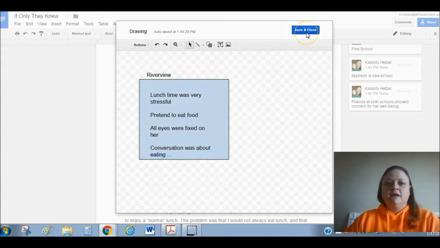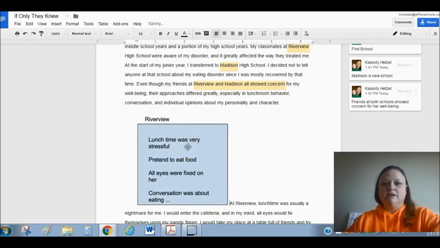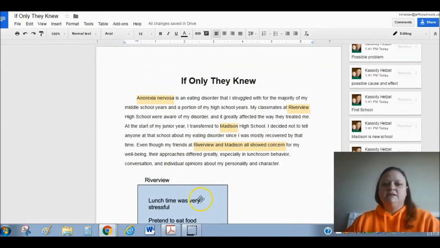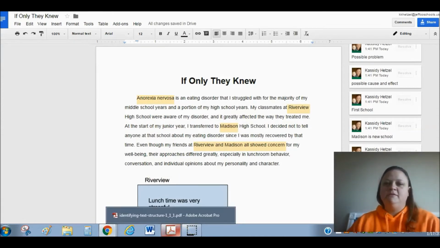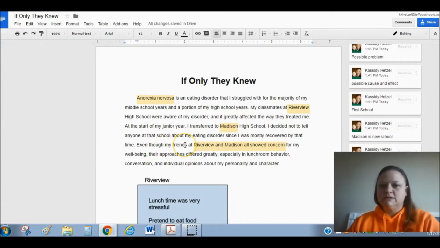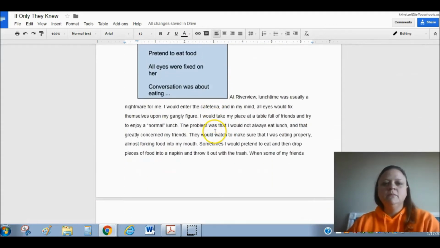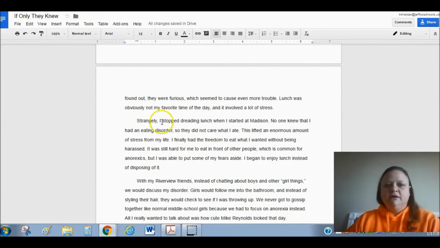Okay, I'm going to save that and close it, and it's going to go in here, and that's okay because these are my drawings. This is my copy of the text. You can always do this. You can always write things on your copies of things, all right? So that goes there.